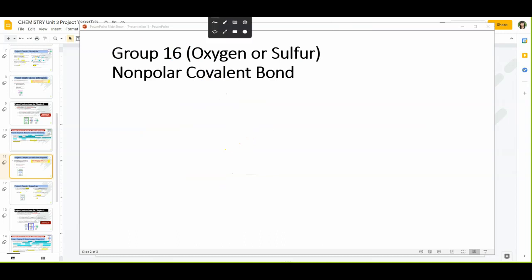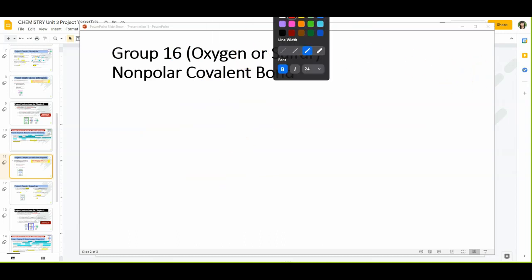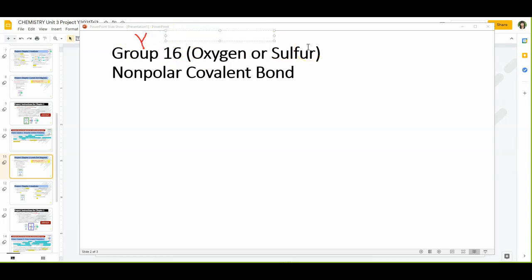All right, let's go ahead and talk about if you chose a group 16 nonmetal here. So I'm going to go ahead and label it as Y, but again, please do not use Y as your abbreviation. Use the real abbreviation. Okay, which would be O and O or S and S, right? Sulfur, sulfur. Let's go ahead and take a look here. So what we are going to do is we're going to go ahead and draw their nonpolar covalent bond.